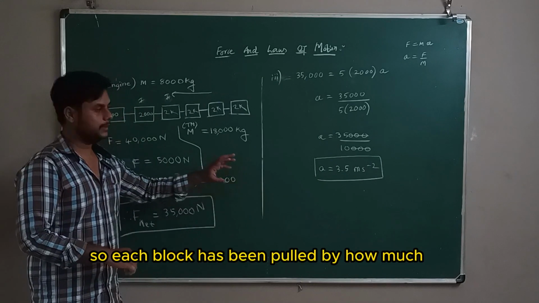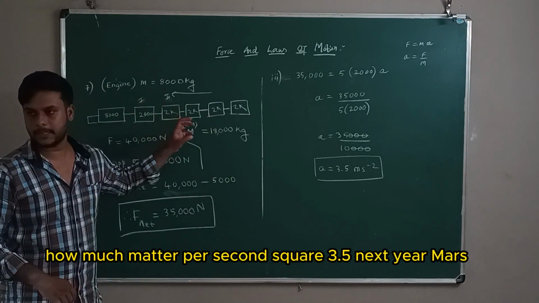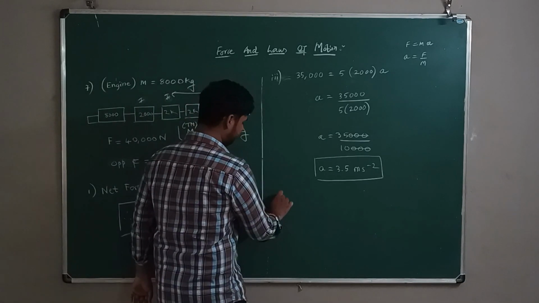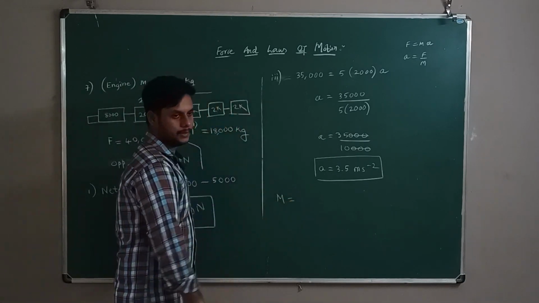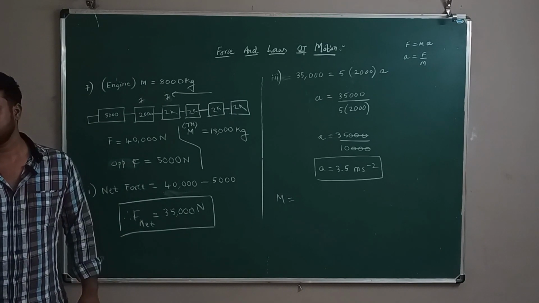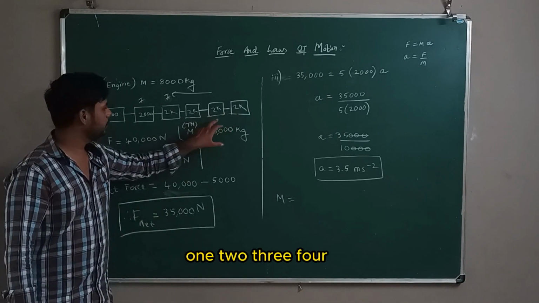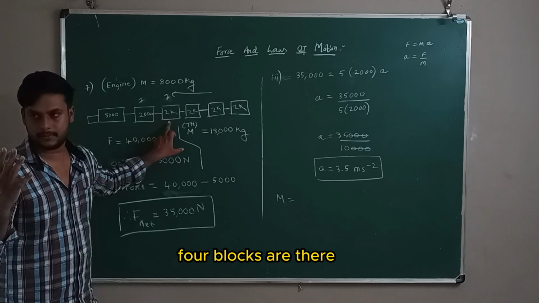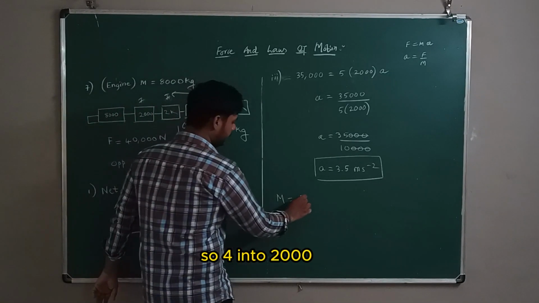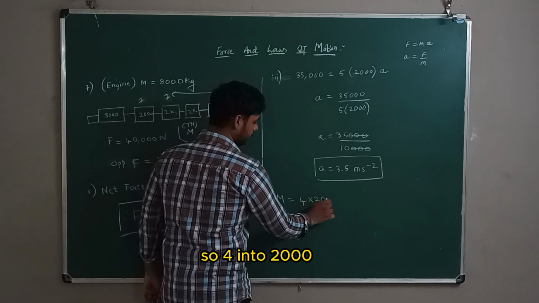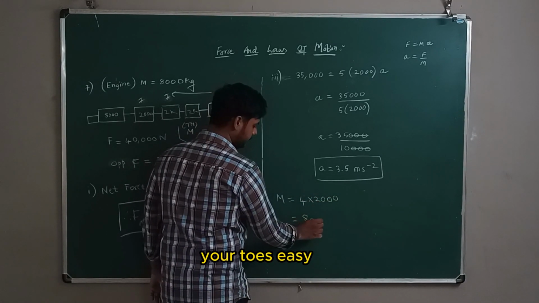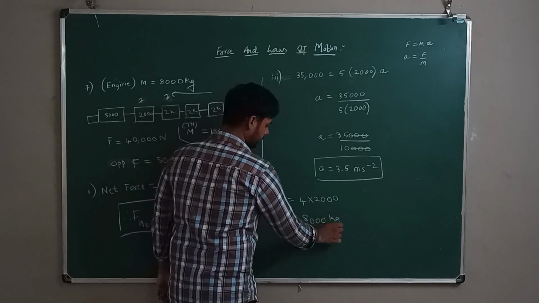Get it? So each block has been pulled by 3.5 meter per second square. Next, mass. Now again we should calculate the mass. How many blocks are there? 1, 2, 3, 4. 4 blocks are there. These 4 are putting weight on this. So 4 into 2,000, each block is 2,000. That is 8,000 kg. So this is the mass.